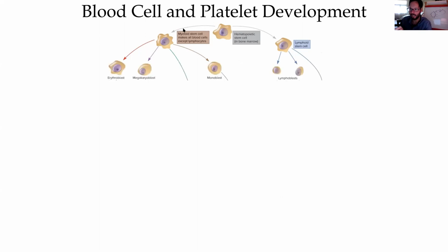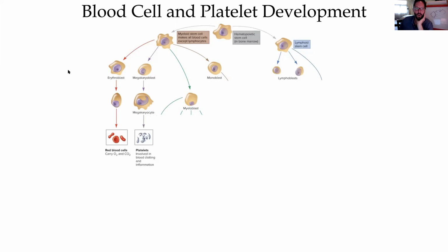From there, a myeloid stem cell can differentiate into three different types: the erythroblast, the megakaryoblast, and the monoblast. Those all come from myeloid stem cells. Lymphoblasts come from the lymphoid stem cell. Now from there, we have the megakaryoblast going into the megakaryocyte. We also have the myeloid stem cell forming a myeloblast.